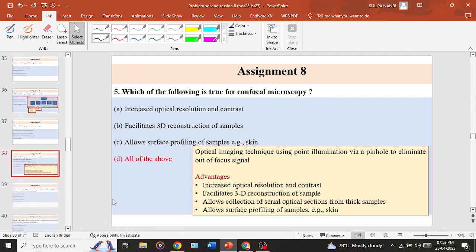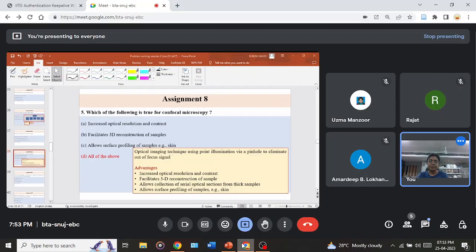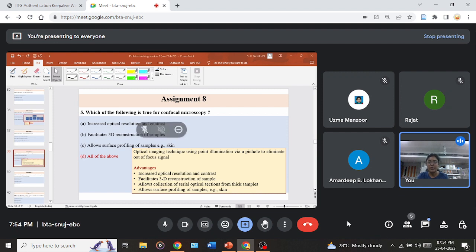So you must remember that confocal microscopy is an optical imaging technique using point illumination via a pinhole to eliminate out of focus signals. So the advantages are increased optical resolution and contrast, facilitating 3D reconstruction of samples, allowing collection of serial optical sections from thick samples, as well as allowing surface profiling of the sample. So for this particular question, option D, that is all of the above, is correct.